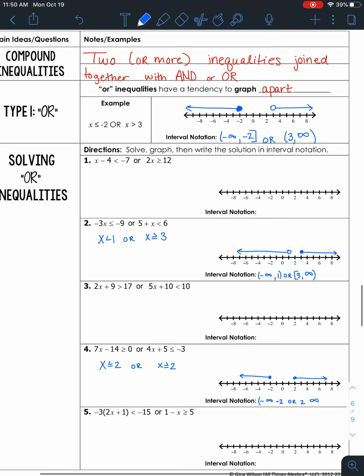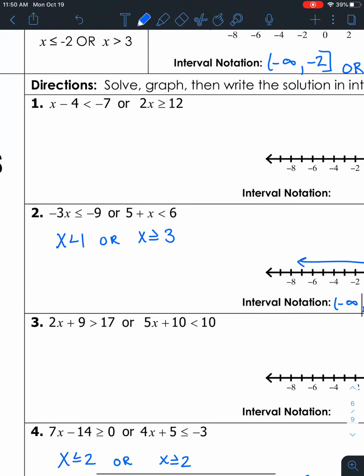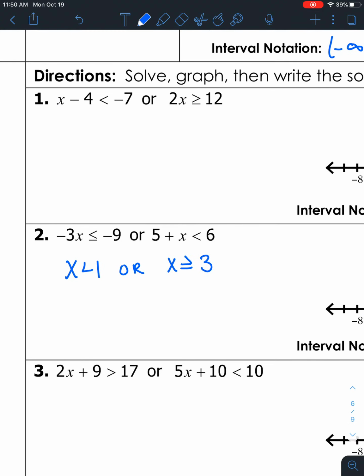All right, let's jump into some of these and see if we can get the gist of it. So ors are really nice because ors are typically, well, always going to be written as two separate equations. So here we have x minus 4 is less than -7, or 2x is greater than or equal to 12. So we just solve them very simply as two separate problems. So I'm going to add 4 to both sides here. So that gets me x is less than -3. I'm going to have my "or" here. Divide both sides by 2. So that's going to give me x is greater than or equal to 6.